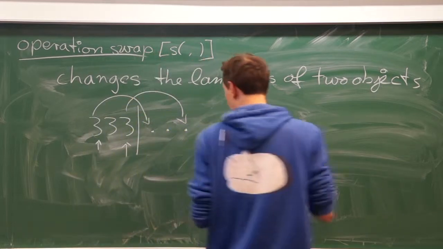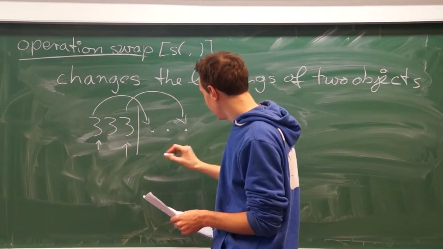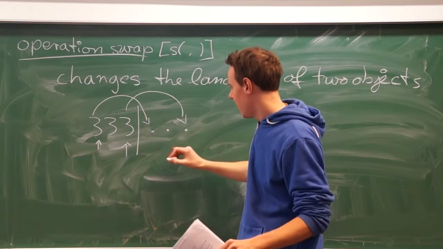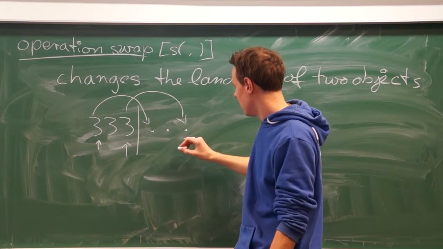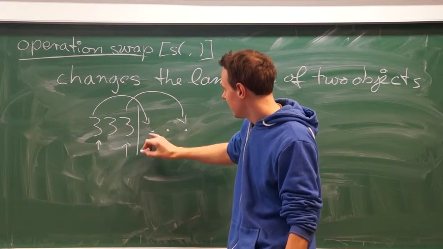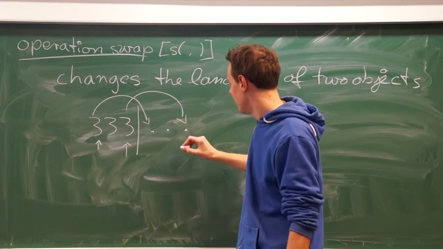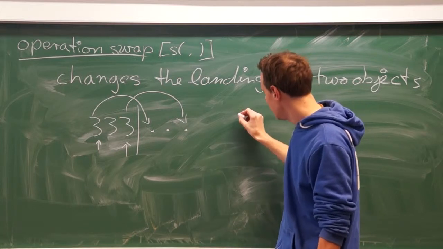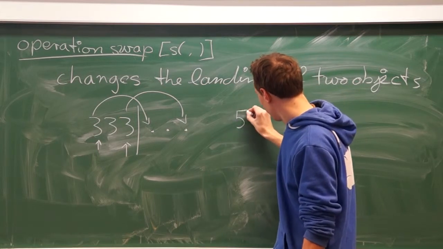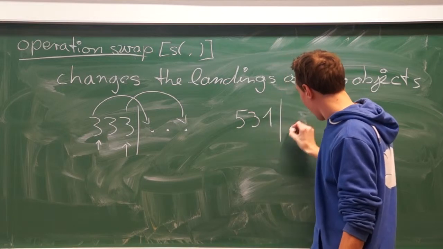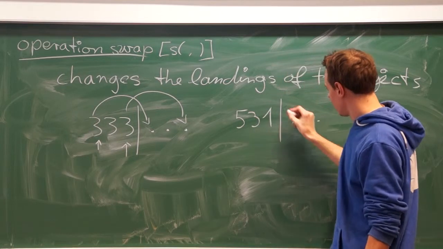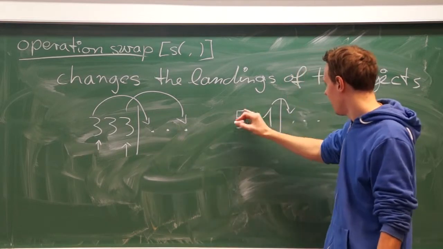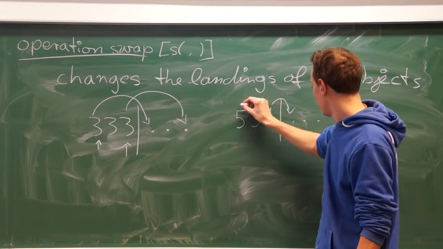And now we want to change those two objects by landing on the same beat. So this object has to land here, and this one has to land here. Therefore, I simply conclude that we need this one. So the 1 is going to the next beat, this one is covered, and the 5 is going to this one.